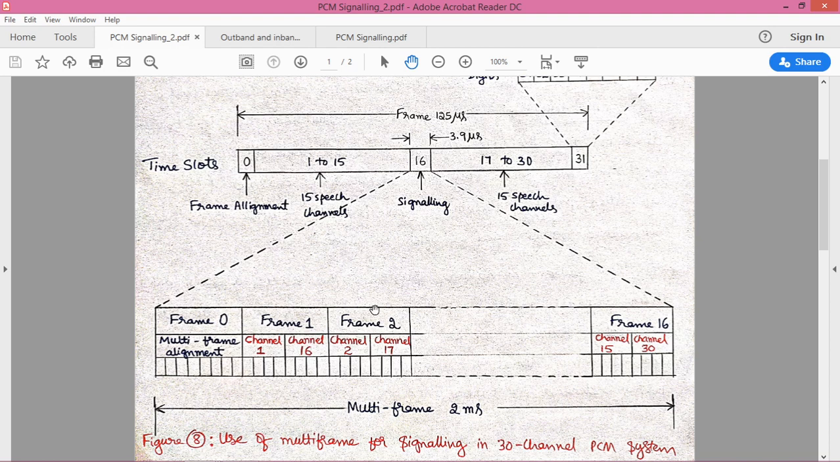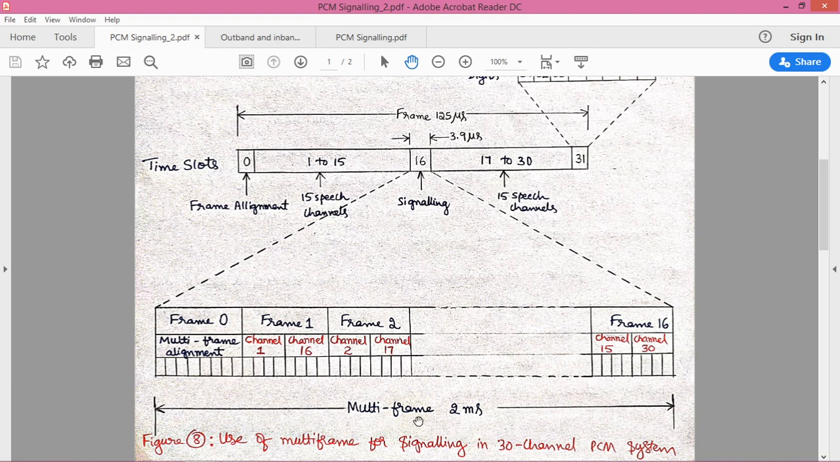Similarly, frame 2 will be able to control channel 2 as well as channel 17. In the same way, the last frame, frame 16, will be controlling channel 15 as well as channel 30. If I exclude frame 0, in total we will have 16 different frames that this time slot or channel 16 is supporting.